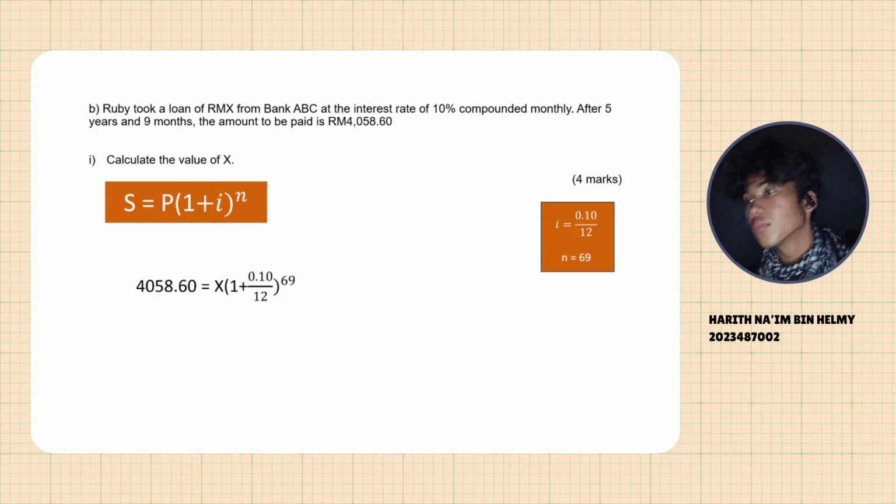So we need to take note that RM4,058.60 is our S because it is the amount we paid, which is the latest amount. We find our loan amount without all the interest. So RM4,058.60 equals X times bracket 1 plus 0.10 over 12 bracket power 69. Now we need to change the position of S and P, and we got X equals RM4,058.60 over bracket 1 plus 0.10 over 12 bracket power 69, and we got the answer, which is RM2,289.24.